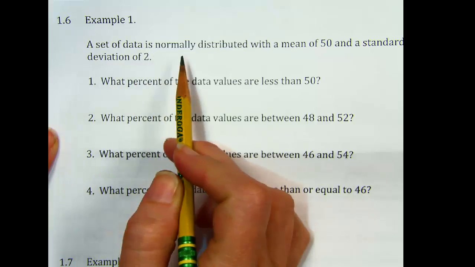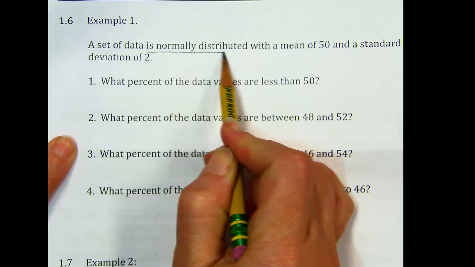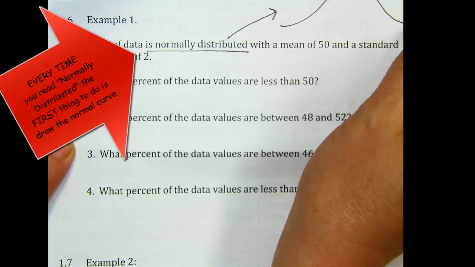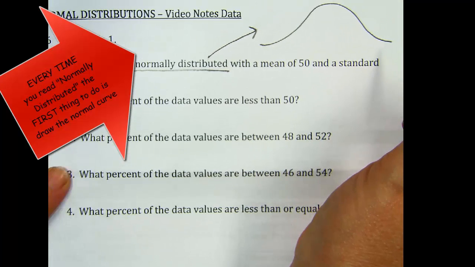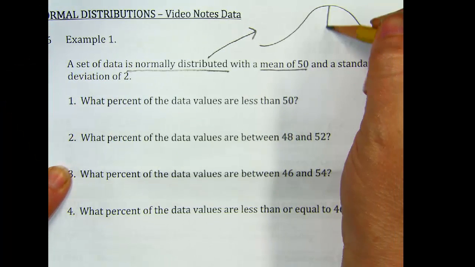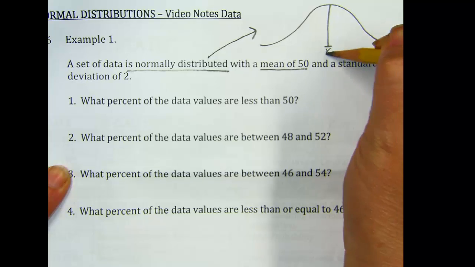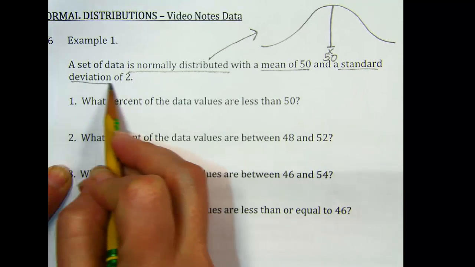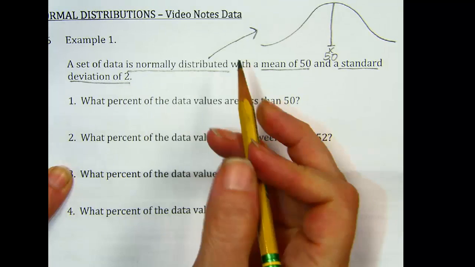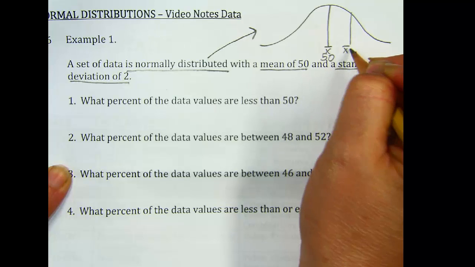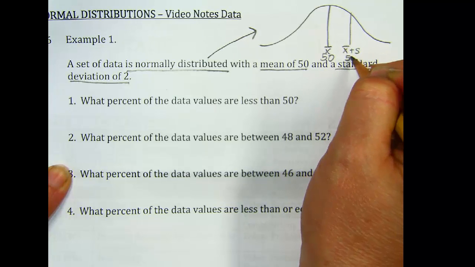So let's do some samples. A set of data is normally distributed. As soon as you read that, you draw the normal curve. It doesn't have to be perfect, it's just a guide for you. With a mean of 50, so put 50 in the middle, and a standard deviation of 2. So we add 2 three times to the right and subtract 2 three times to the left of the mean to complete our normal model.